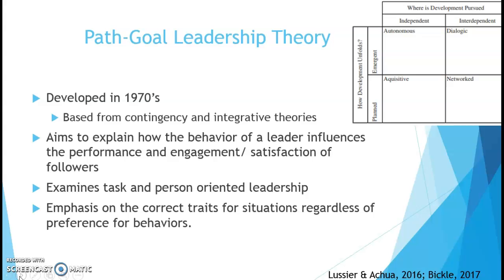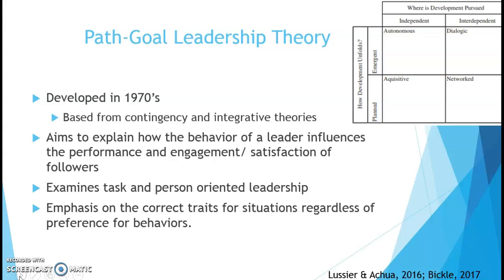Next, we have the path goal leadership theory. So this was developed from the contingency and integrative theories. It was developed around the 1970s. This aims to assess how the behavior of a leader influences the followers. So how a leader acts directly correlates to how their subordinates or their followers are going to act, because they're looking to that person for leadership and guidance.